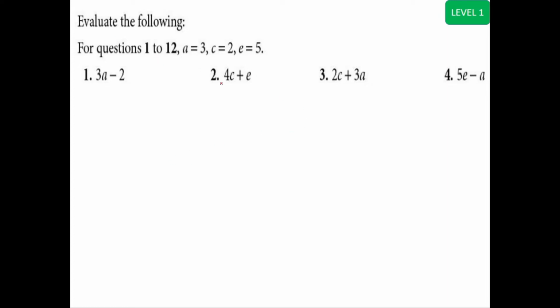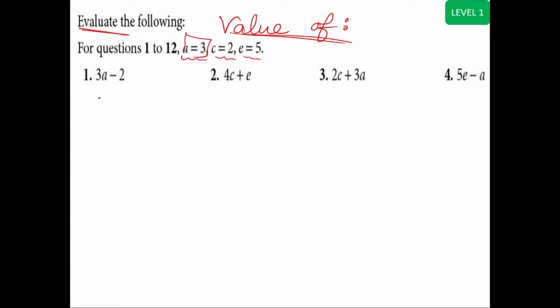Now for questions 1 to 12, I have taken 1, 2, 3, 4 questions. And you have a equals 3, c equals 2 and e equals 5. Now for the first question, the only variable that you see is a. All that you have to do is replace. If you're asked to evaluate, it means they are asking you to find the value of. So this is the meaning of evaluate. You're going to find the value when each variable takes a particular number.